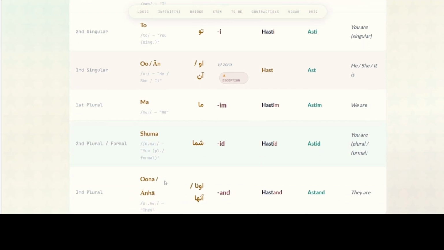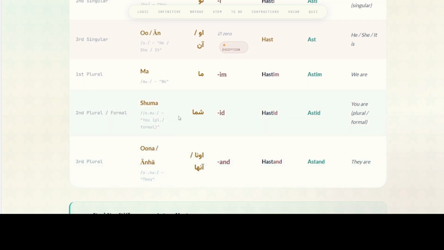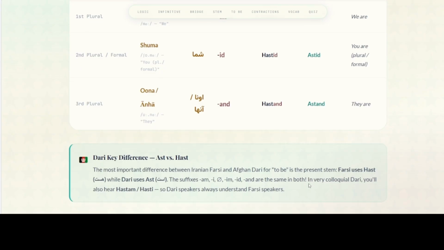It's always the same. Then for the second person plural, or for you plural, we say shoma. Shoma means you plural. And also for you singular, we say shoma. Shoma ends with id. So the stem always gets the id. Like shoma hastid, shoma raftid, you went. Shoma pokhtid, you cooked, and many other verbs. And then the third person plural is anha or una. Anha or una means they. So if I want to say they are, I say anha hastand.